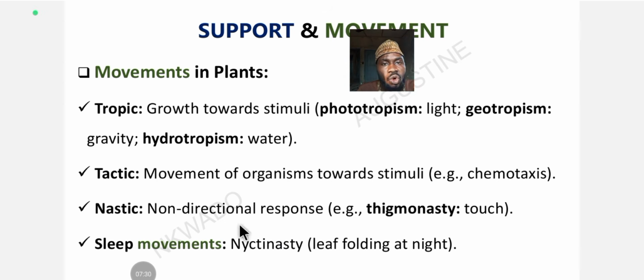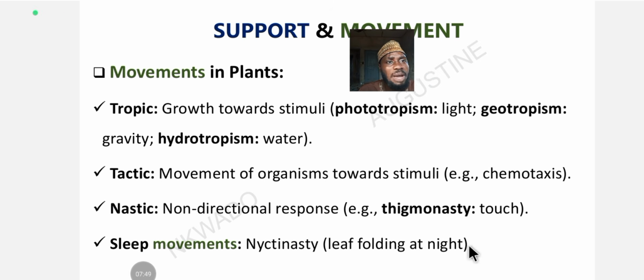So the two non-directional movements here are the sleep movement and the nastic movement. But this sleep movement is still under the nastic movement. So the nastic movement is the only non-directional movement. An example is the tigmonasty, where a plant responds to what? To touch.